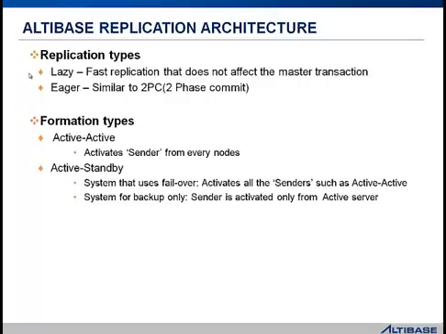The eager type replicates data in a synchronous way, similar to two-phase commit, so the performance is slower than lazy, but it can guarantee high data consistency between replication nodes. When configuring replication, the performance or the data consistency can be improved depending on the replication type chosen by the user. So the appropriate type for the system has to be chosen.